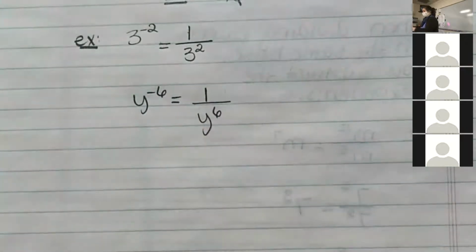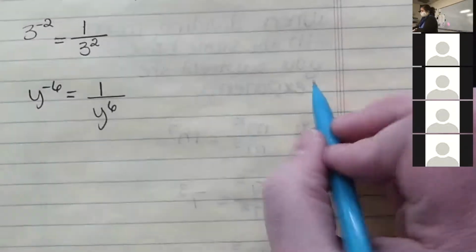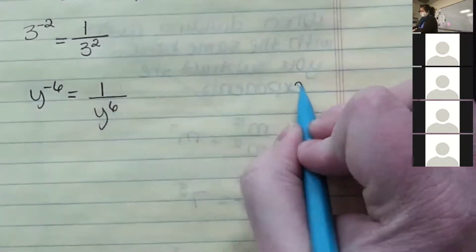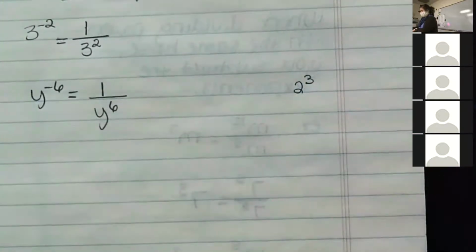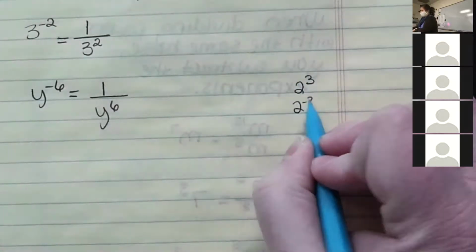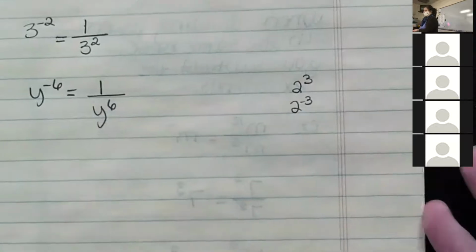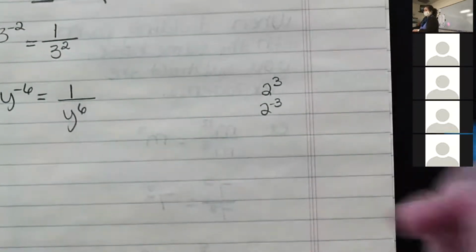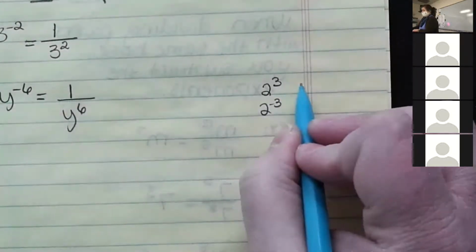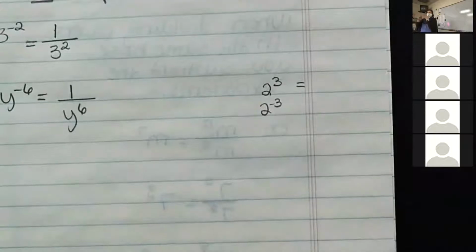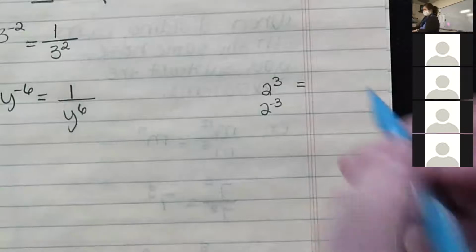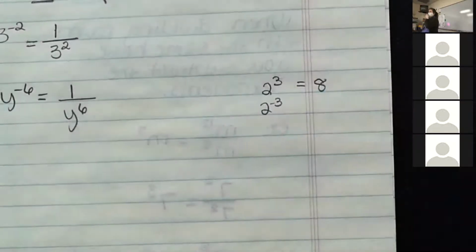Okay, we'll do an example. So Riley's asking if I had 2 to the 3rd and 2 to the negative 3rd, are they the same thing essentially? Why can't I just do 1? This one, he's on top, right? 2 to the 3rd. Well, what's 2 to the 3rd? It's 2 times 2 times 2. 2 times 2 is 4, times another 2, 8. So the answer for this one's 8, right?